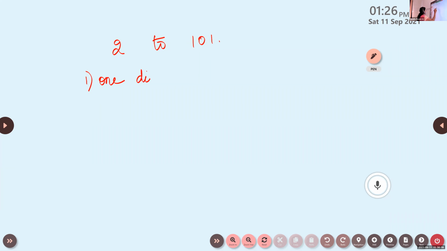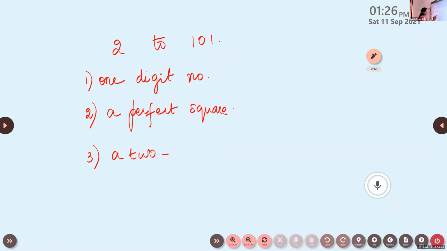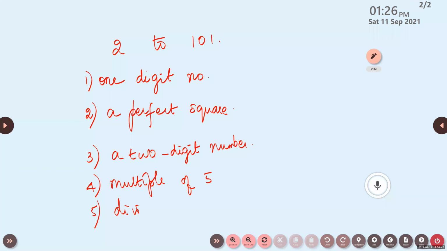First one, a one-digit number. Second one, a perfect square. Third one, a 2-digit number. Fourth one, a multiple of 5. Fifth one, divisible by 8.